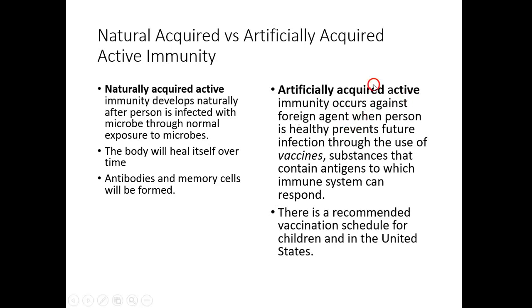On the other hand, you can have artificially acquired active immunity. So how does this differ from naturally acquired active immunity? It's because of how the antigen is entering the body. Over here, it's through a natural everyday process. From here, it's medically induced. And what do I mean by that?